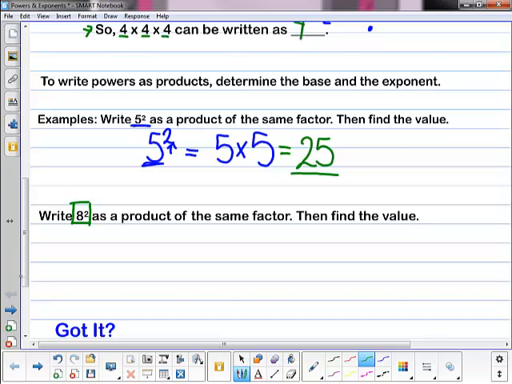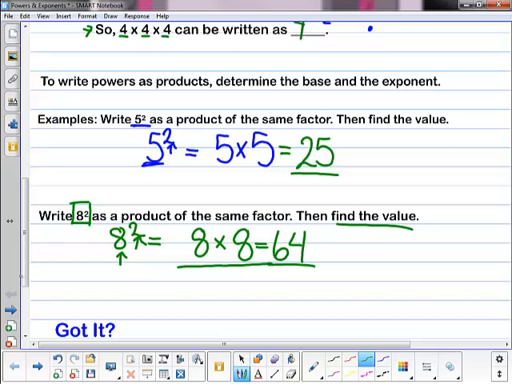Let's try one more. Write 8 squared as the product of the same factor, then find the value. Well, first of all, 8 squared. Okay, rewrite it so you can see it. Our exponent is 2, and our base is 8. So 8 is our factor. So we're going to have to multiply it at least one time. So I'm going to write it down here. Our exponent is 2, so we have to write it one more time. So we have 2 8s over here.